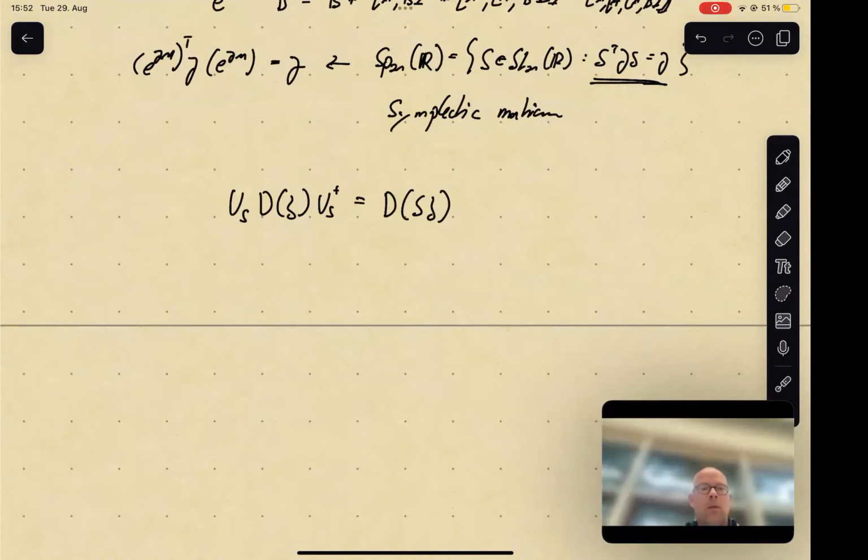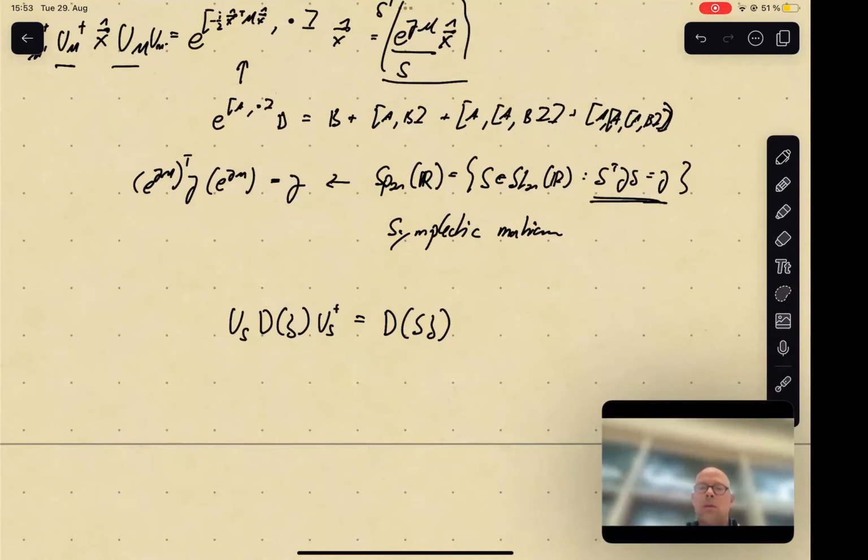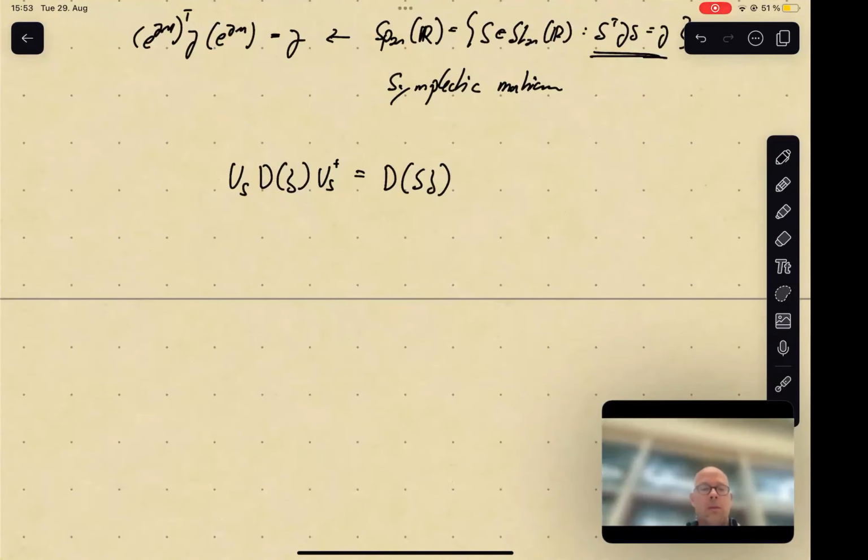Okay. So these are symplectic operators. These are displacement operators. And that's the basic structure of phase space that we care about.